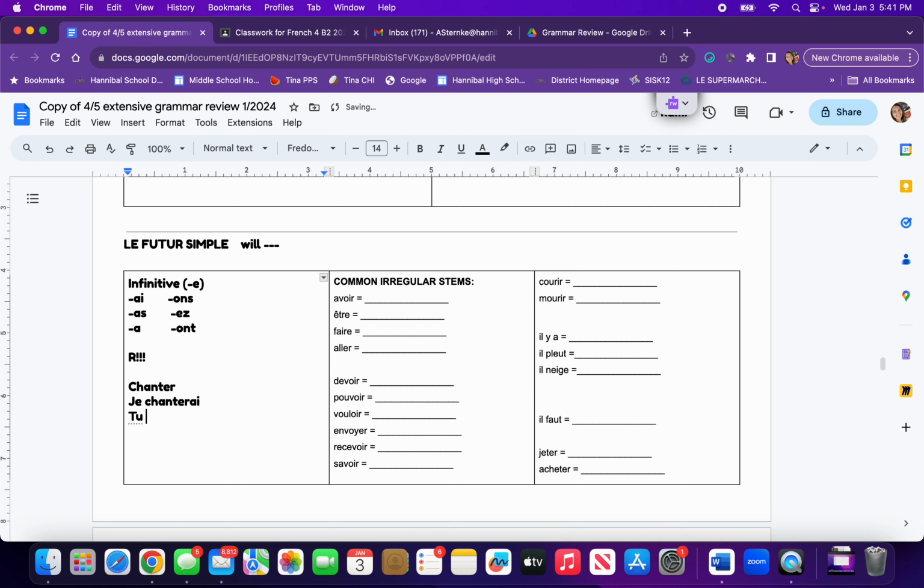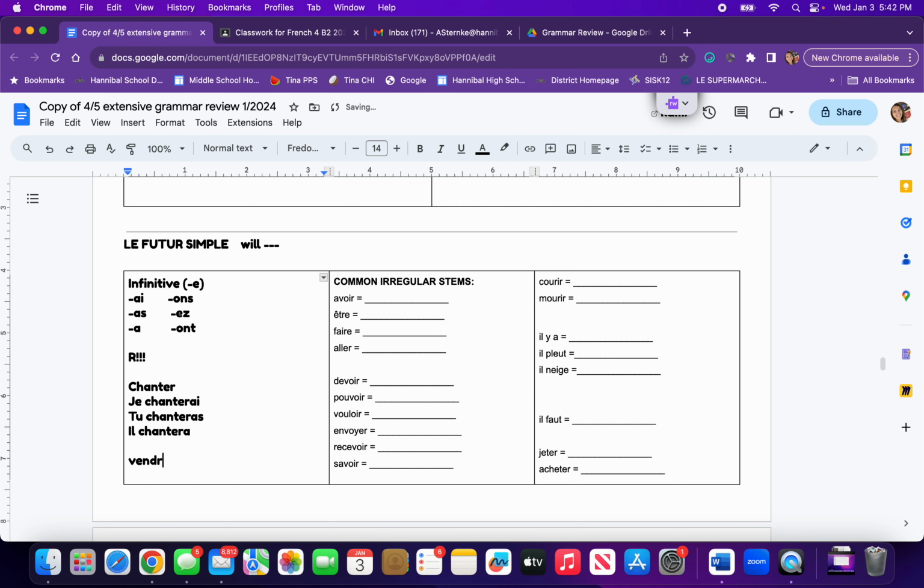I would do the same thing with you will sing. I'm going to take chanter by itself, the infinitive, and add on the as. So tu chanteras. He will sing, chanter, and then add the a, il chantera. And so on and so forth. Nous chanterons, etc. So that seems pretty simple. What if we had one that had an E on it?